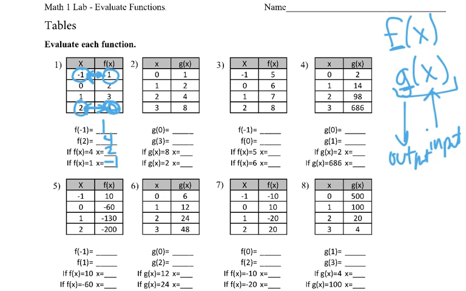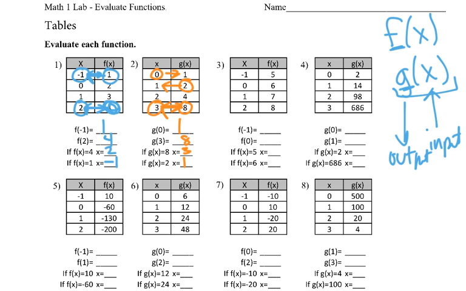Okay, g of 0, 0 here, so that would be 1. G of 3 here, that would be 8. Okay, g of x equals 8. That would take us back to 3 for x. G of x equals 2. That would take us back to 1.